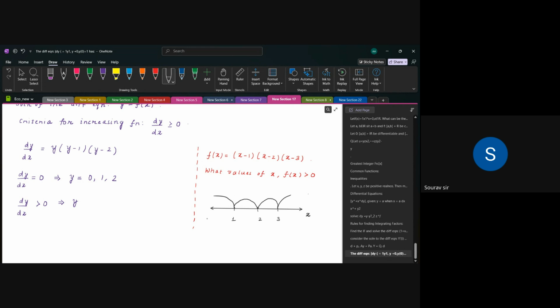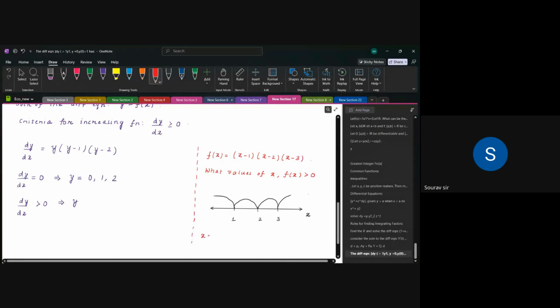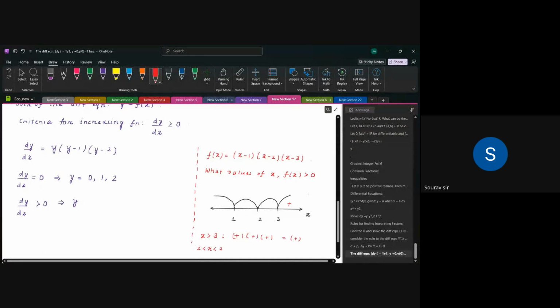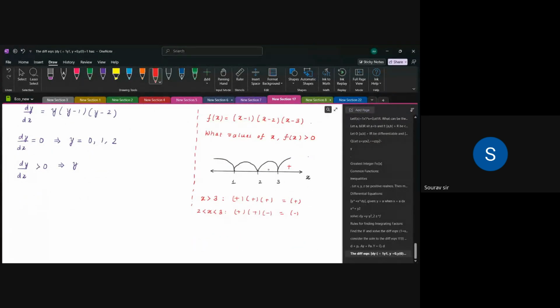Correct? Agreed? Everyone? So let's say if you are talking about values of x greater than 3, x minus 1 will be positive, x minus 2 will be positive, x minus 3 will be positive. So the result is positive, right? So f(x) will be positive for all values of x greater than 3. If we are talking about values of x between 2 and 3, x minus 1 will be positive, x minus 2 will be positive, but x minus 3 will be negative, right? So the result is negative, right?